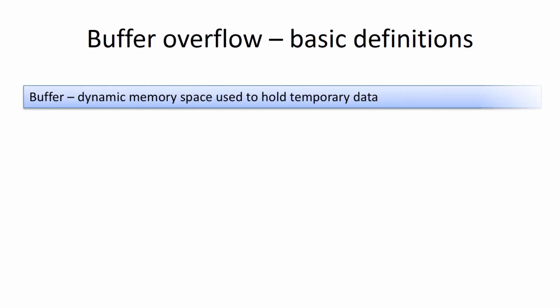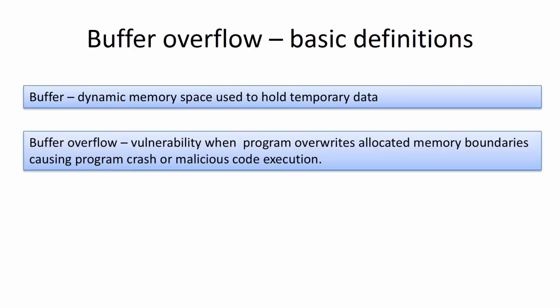Okay, so what is the buffer? Buffer is the memory space which is used to keep temporary data created by programs or entered by user. Programs and system allocate a certain space of the buffer to hold this data. If the program is wrongly designed or configured, it can occupy more memory space than was dedicated, and it can cause program crash. Attackers use this vulnerability to execute malicious code.